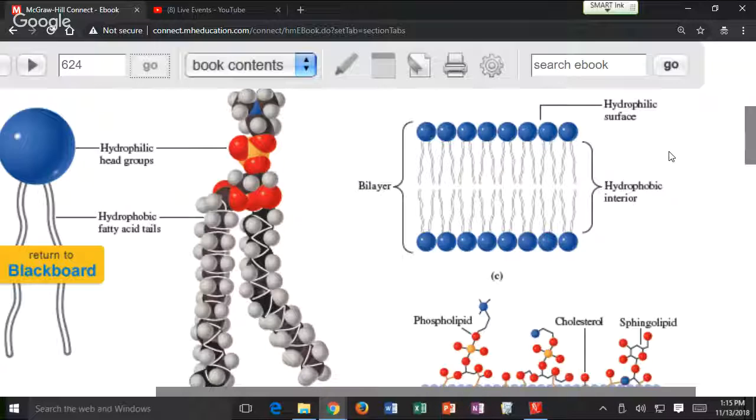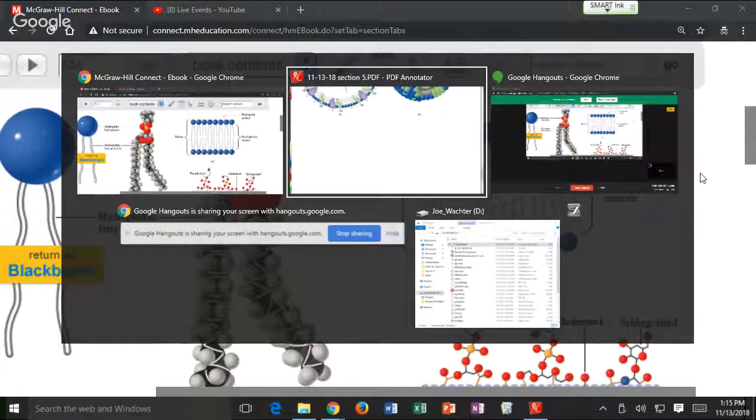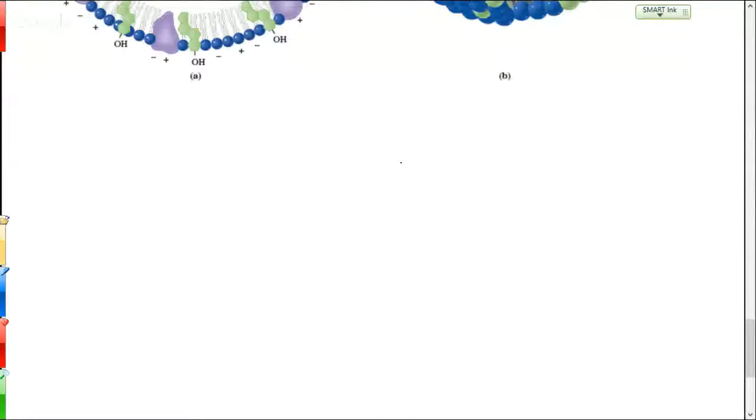Okay, so those are the basic structures. One more class of molecules that we haven't talked about are the steroids, which are also lipids.